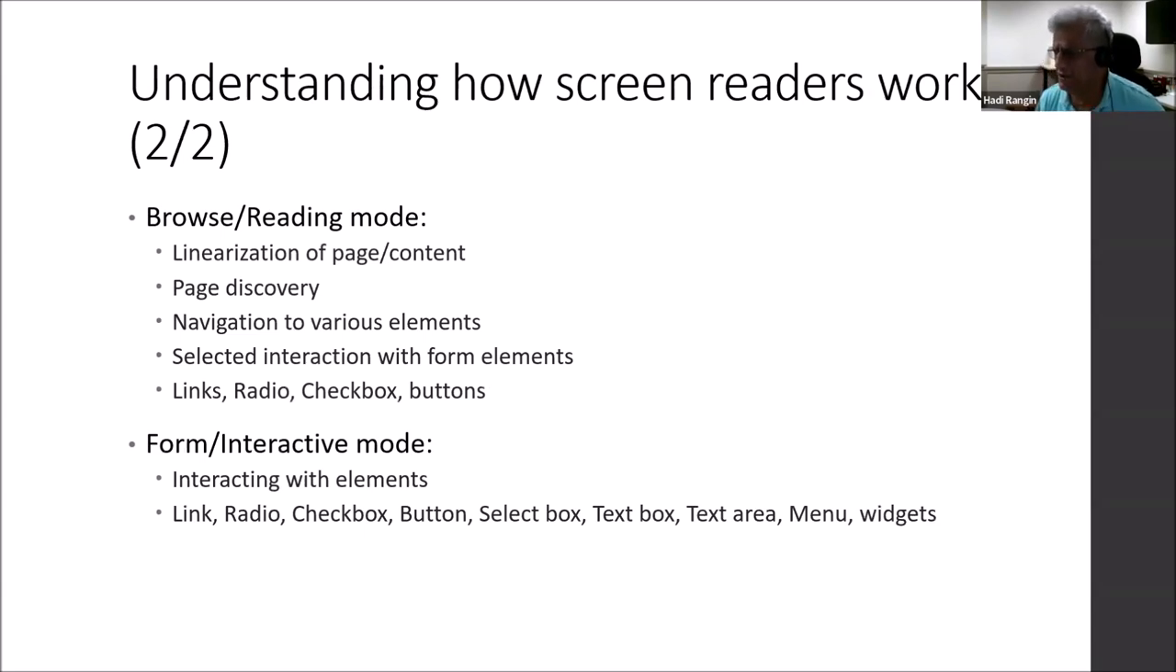Screen readers generally have two modes. We call them browse mode and interactive mode, or interaction mode. In browse mode, practically all content on the page is linearized or virtualized, from left to right, top to bottom. What does that mean? When you, as a non-screen reader user, look at the screen, you can only tab to focusable elements. Focusable elements are those that you can reach by pressing the tab key.